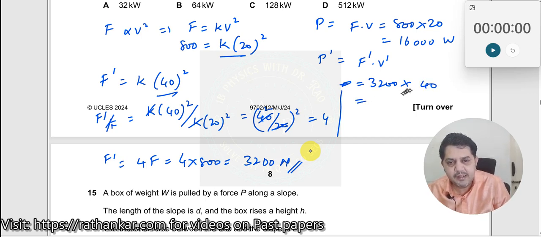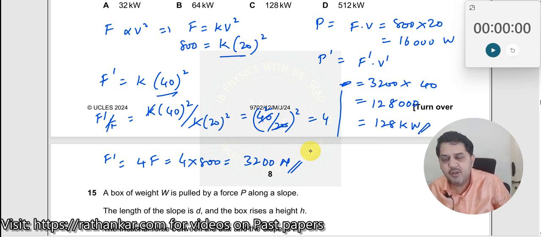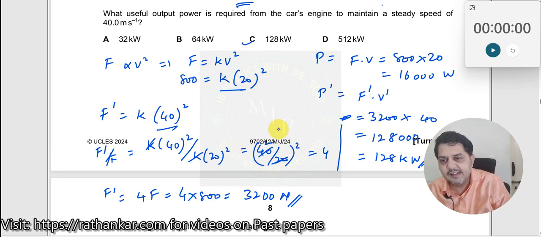So, 4 twos are 8, 4 threes are 12, 128, and there are triple zeros. So, now I can write this as 128 into 10 cube. 10 cube is k, so 128 kilowatt. So, the answer is C over here. Okay.